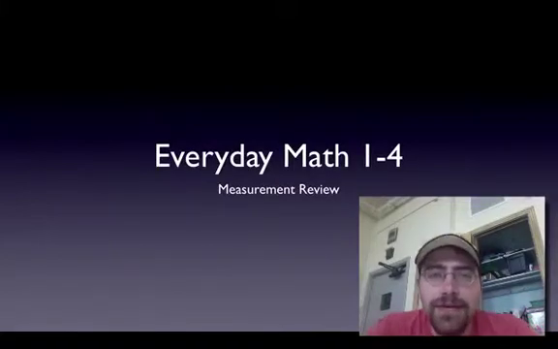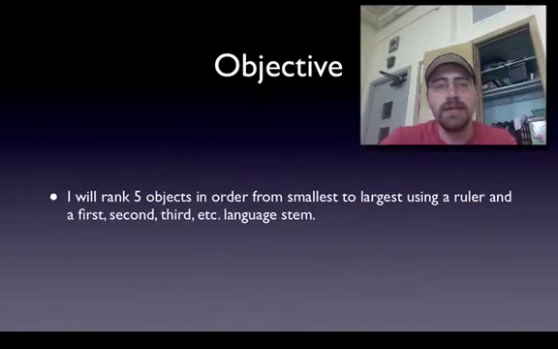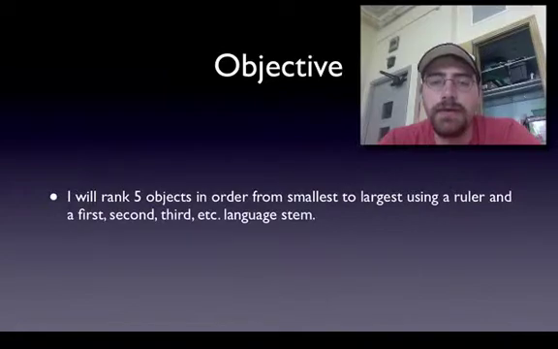Welcome to Everyday Math, Unit 1, Lesson 4, a measurement review. Our objective today is that you will rank 5 objects in order from smallest to largest using a ruler and a first, second, third language stem.